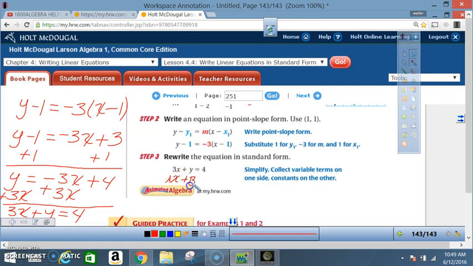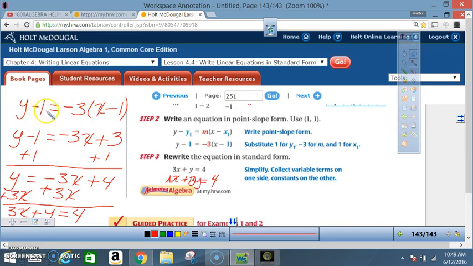Ax plus by is equal to 4. Now that's the form we wanted, and that's what we have there. For those of us who don't see how we got that, once again, all we're doing is solving an equation and putting it in the form that we want. So right now we're going back to lesson 2.8.